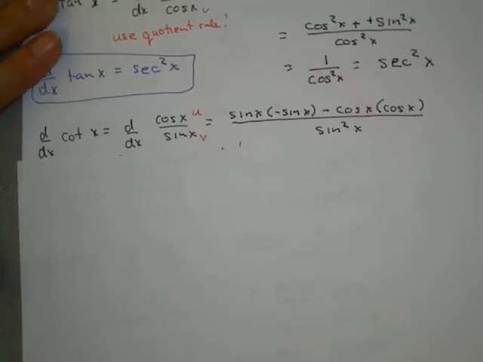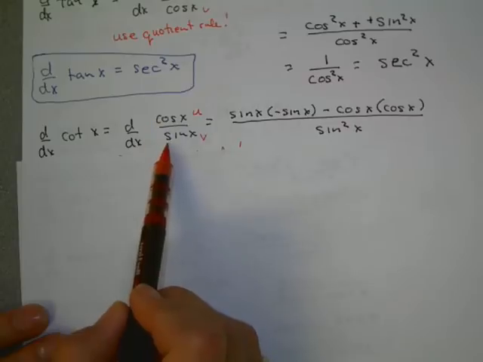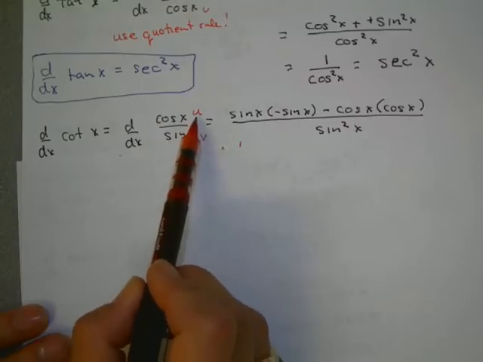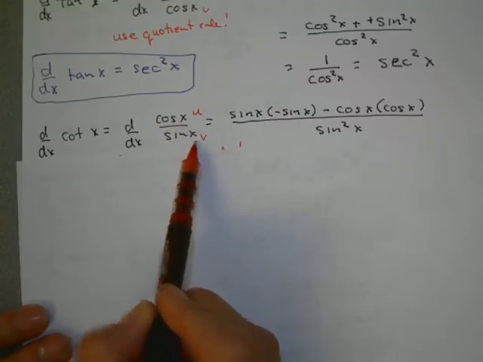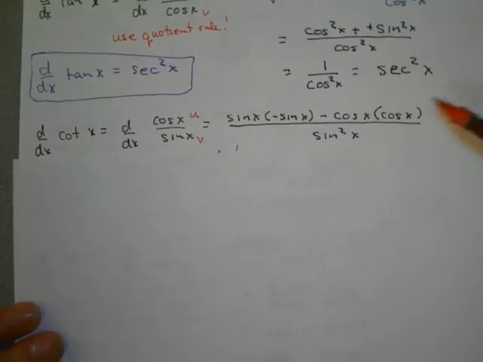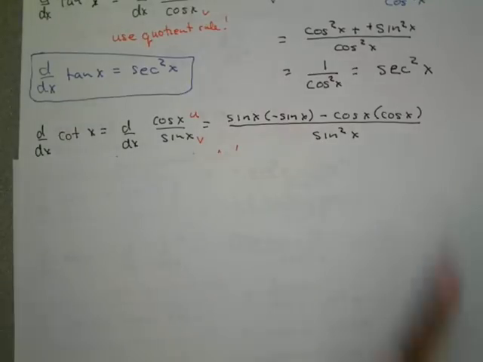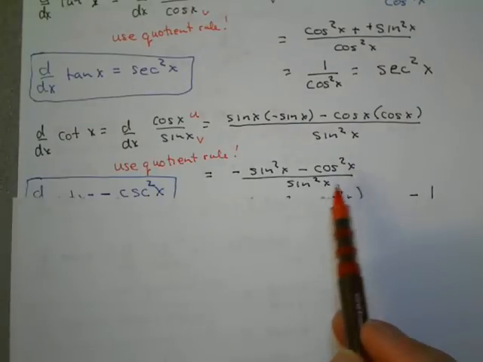What about the cotangent? We can do the same thing, except we have to look at the cosine of x over the sine of x. So now u is cosine and v is sine. So we end up with kind of the reverse of what we had up here. We have the negative sine squared of x, minus the cosine squared of x over the sine squared of x.